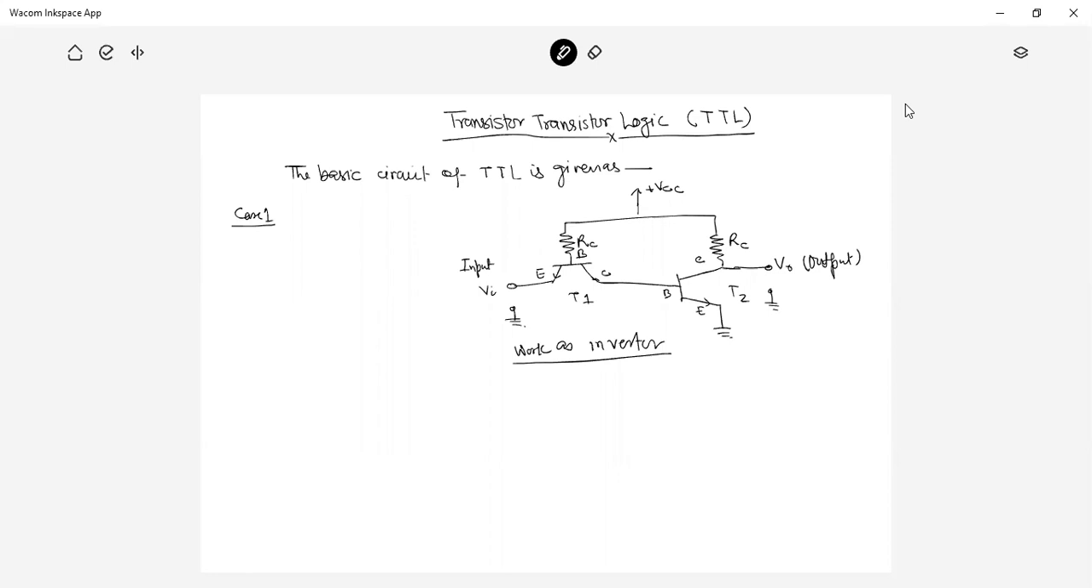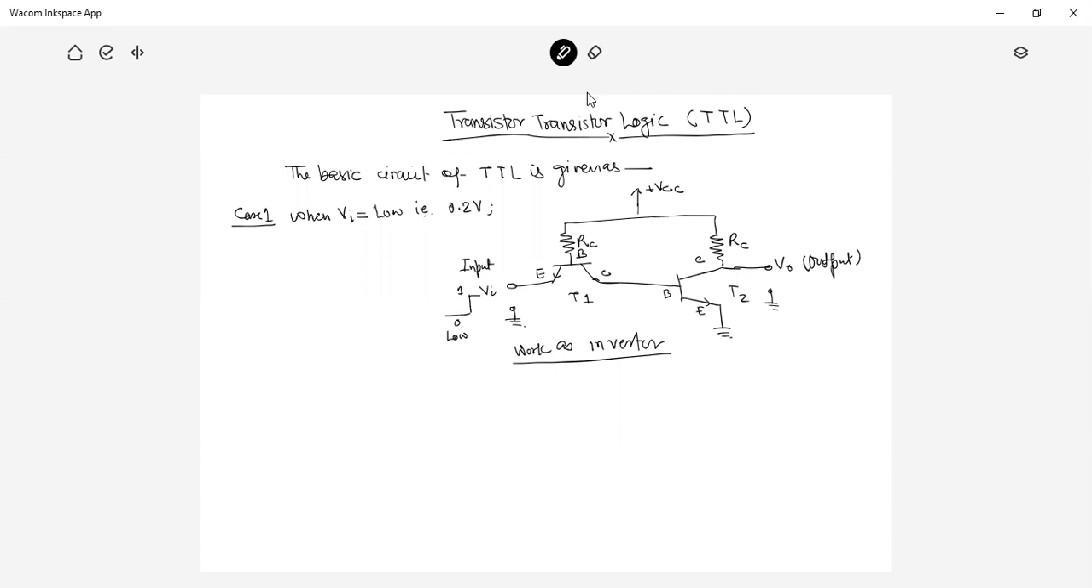Say case one, when Vi is low. Low means not 0, but 0.2 volt. Low means, if you are having this kind of pulse, it is 0 and this is 1. So 0 is low. Suppose it is low, then what will happen?